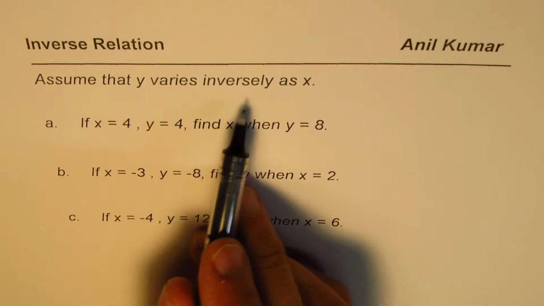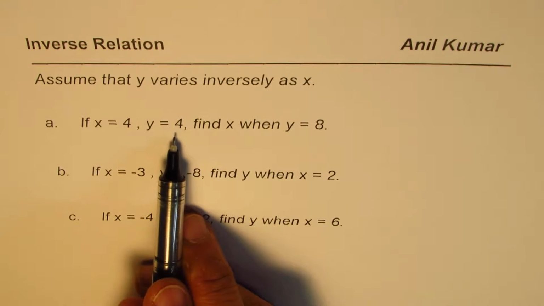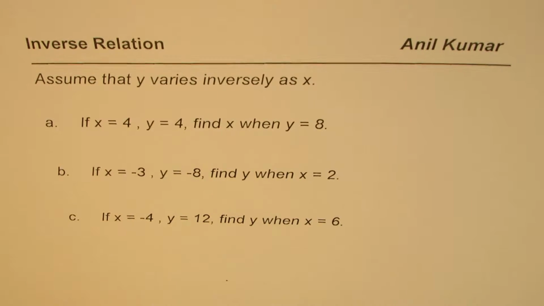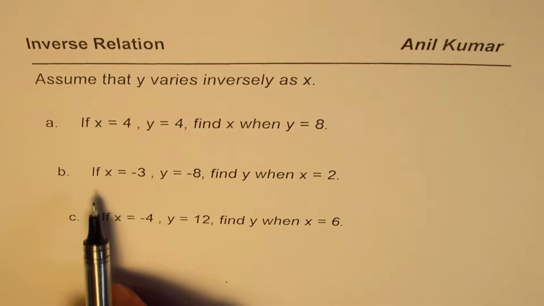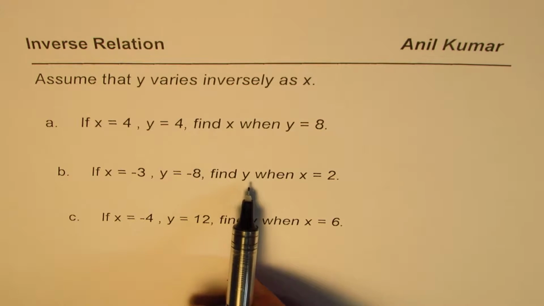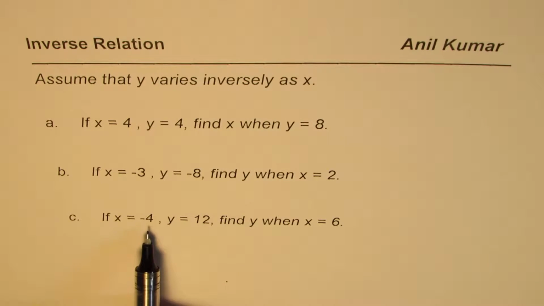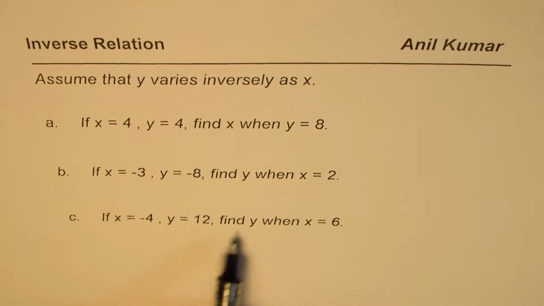Assume that y varies inversely as x. If x equals 4, y equals 4, find x when y equals 8. That's the first question. Second is, if x equals minus 3, y equals minus 8, find y when x equals 2. And the third question is, if x equals minus 4, y equals 12, find y when x equals 6. So these are three questions for you on inverse relation. You can pause the video, answer the question, and then look into my suggestions.